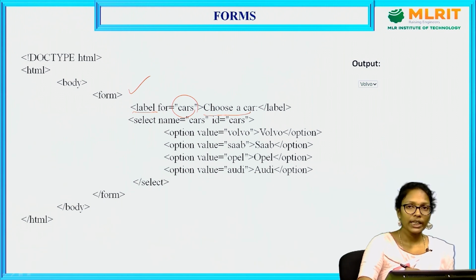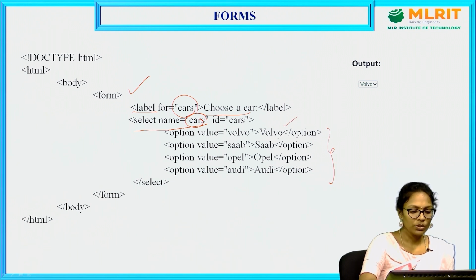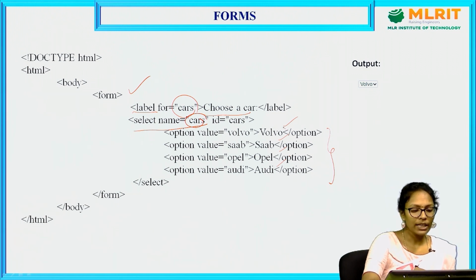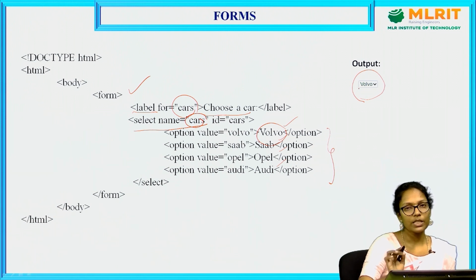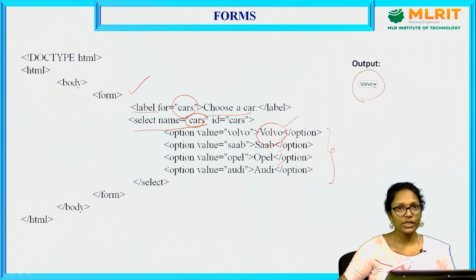Then you're creating a drop down list here. What is the drop down list name? Cars, and I'm adding 4 options here: Volvo, Saab, Opel, Audi. All these 4 options will be displayed. The first value you're adding is Volvo, so by default the selection list will display Volvo only. But if I click on it, it will display all the remaining options also. Let's check the output.